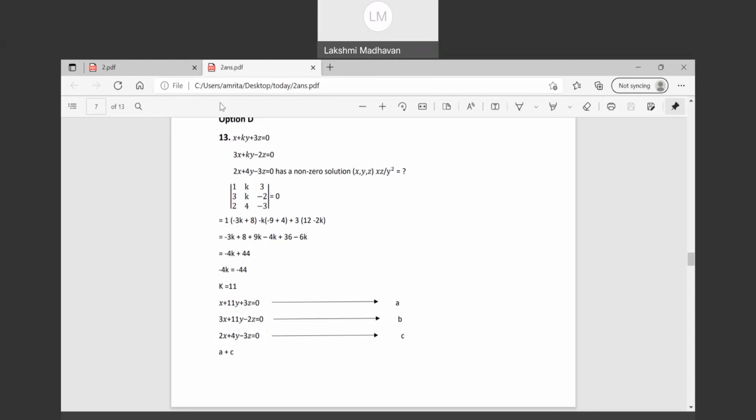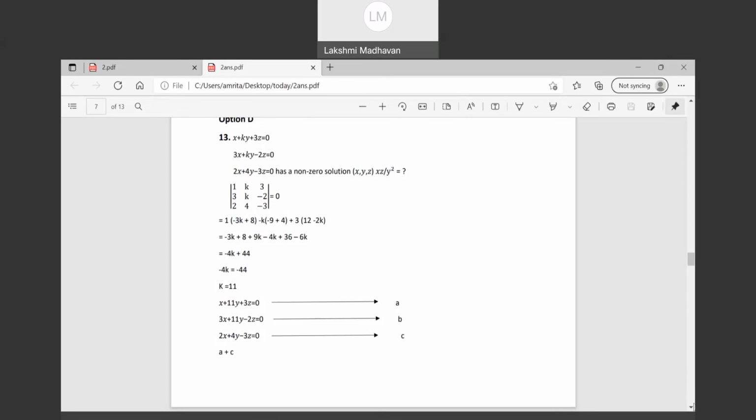Now I'm going to substitute the value of k in these equations. So these equations can be replaced as x plus 11y plus 3z equal to 0, 3x plus 11y minus 2z equal to 0, 2x plus 4y minus 3z equal to 0. Now what we have to find out is really easy. It's x, y and z, and we have to find xz by y square. So I have renamed these equations as A, B and C.